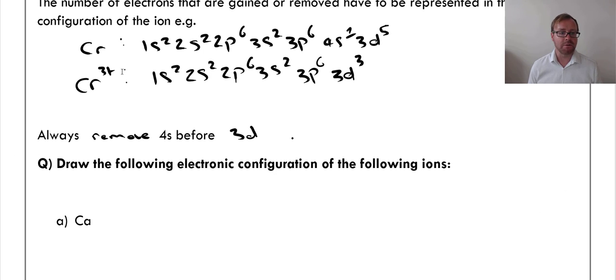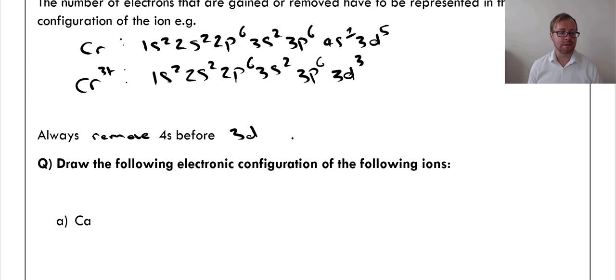It will do for now, but you don't have to explain any exams. The main important thing is that we always remove 4s before 3d. Right, back to your turn. So draw the electron configuration of the following ions. That means you will have to turn these atoms of these elements into ions before you can do this. Okay, have a go.